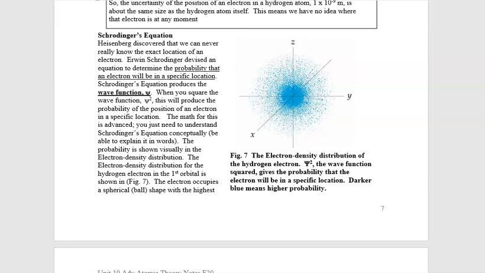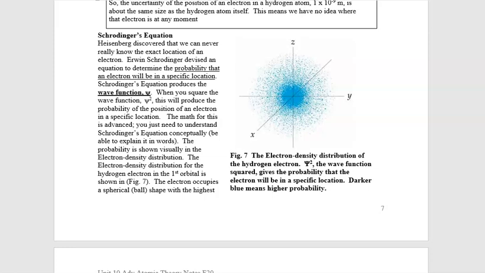It never goes into the nucleus, though. Why that happens, we're not going to talk about, but it just never does. But you can see as you get further away from the nucleus, there's fewer and fewer blue dots, which means it's less likely to be at those farther distances away from the nucleus. Okay. The math for this is advanced. You just need to understand Schrödinger's equation conceptually. Just be able to explain it in words what it's saying, and that's what we just did.